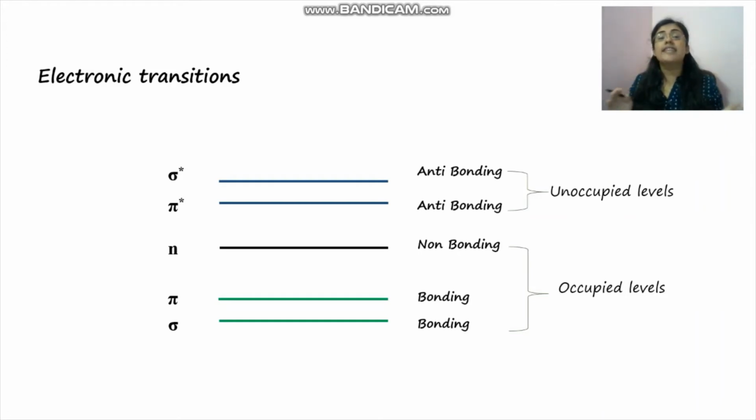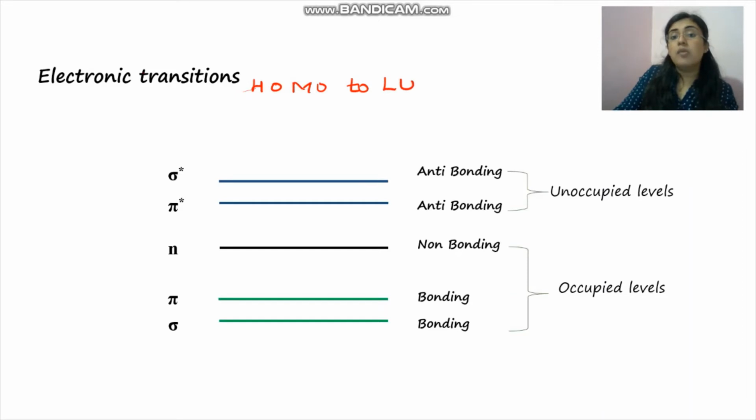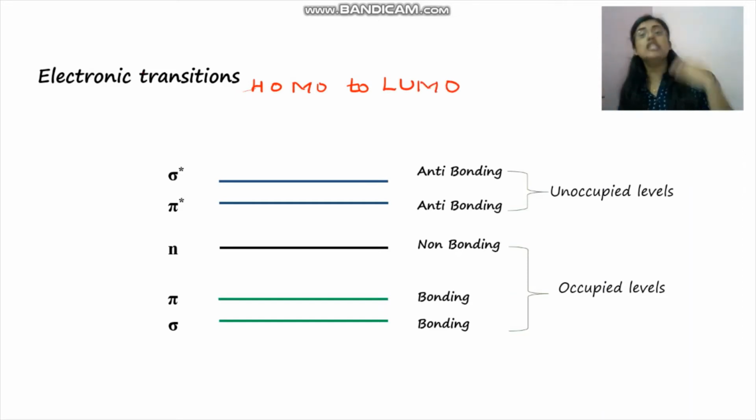And when I excite these electrons by providing energy, they get excited to the unoccupied orbitals, which are the pi star and the sigma star. So I can say that in electronic transitions, my transitions are from HOMO to LUMO. That is, my transitions occur from the HOMO to the LUMO, which is the highest occupied molecular orbital to the lowest unoccupied molecular orbital. Now, what are the possible transitions?